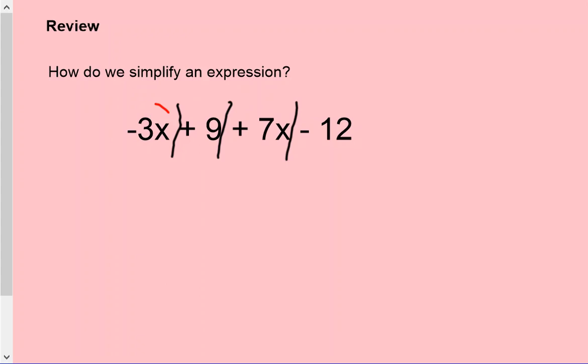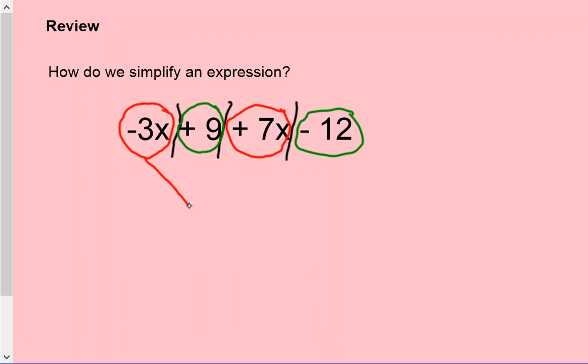And like terms, we have negative 3x, and we have plus 7x as like terms, and we also have plus 9 and minus 12. Okay, so now we have our like terms separated out in our expression. Now we can combine those like terms. So we can combine here.